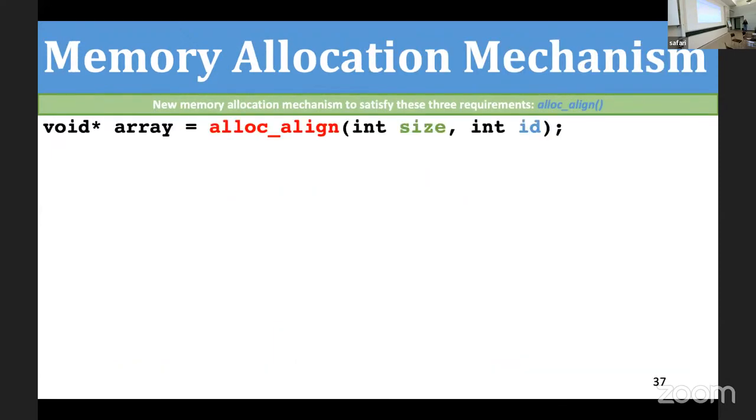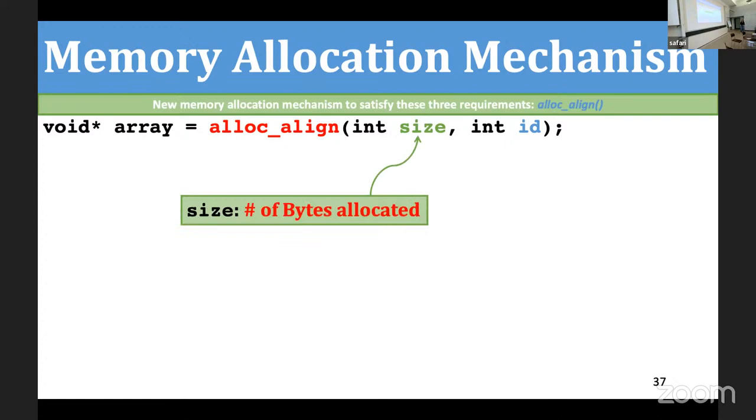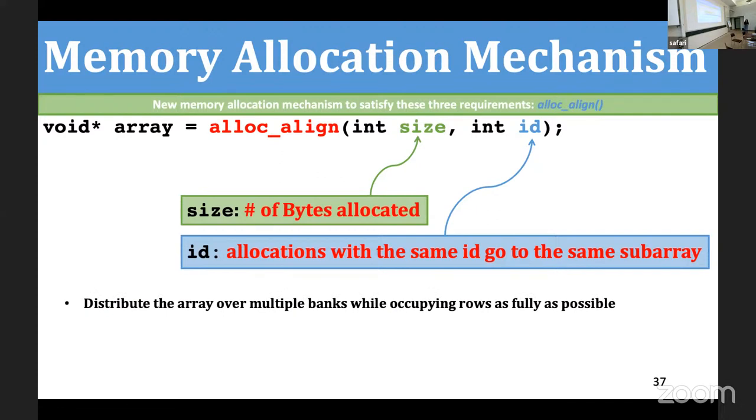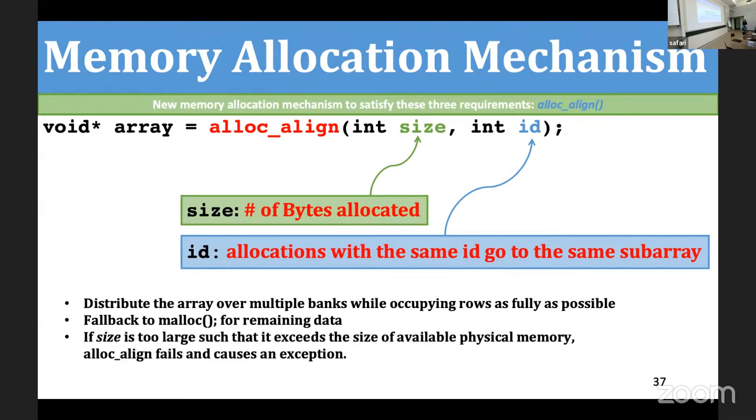Which function? This one, alloc_align. Basically, alloc_align takes two integer arguments. One is the size, the number of bytes you want to allocate, and one is the identifier. If you want to allocate array A and array B in the same subarray, you just put the same ID. It first tries to distribute the array over multiple banks while occupying rows as full as possible. And it will just fall back to malloc for the remaining data. And if the size exceeds the available physical memory, it will just cause an exception.